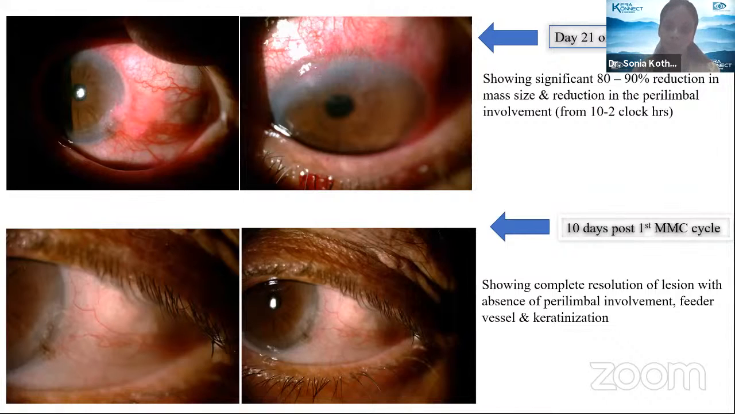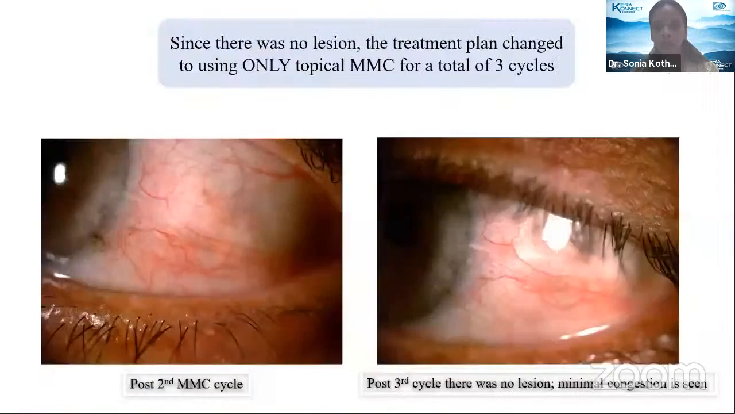We gave the break period to the patient, and 10 days after the first MMC cycle, the clinical presentation was as seen below. There was almost complete resolution of the lesion with absence of the perilimbal involvement. The feeder vessels were also not seen, and there was no keratinization. The rose Bengal stain was also negative.